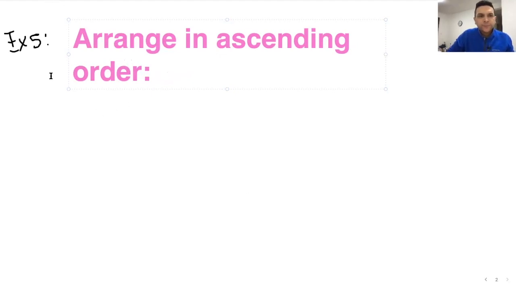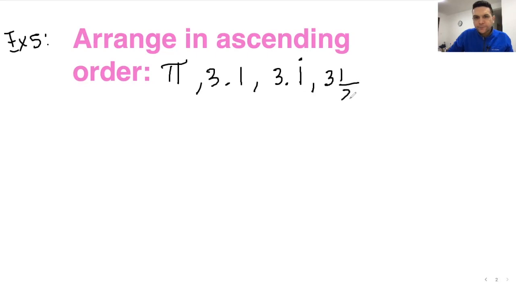We have pi. We have 3.1. We have 3.1, and then this one is going to be repeating. That's not an I, that's 1, and then the little dot on top. We have 3.5, and then negative 3.1. So if you want to go ahead and pause the video for a moment, so you can arrange these in ascending order.